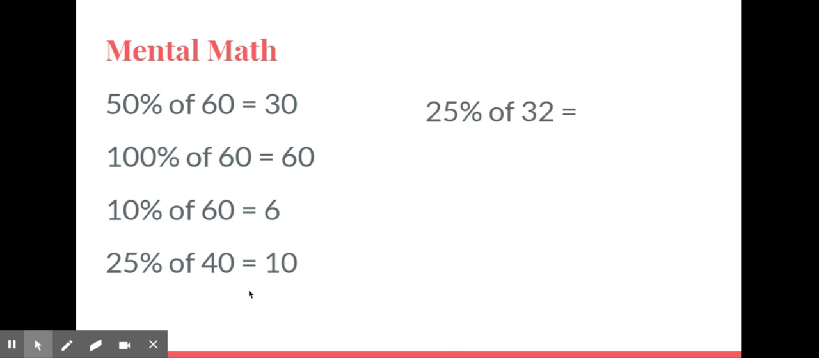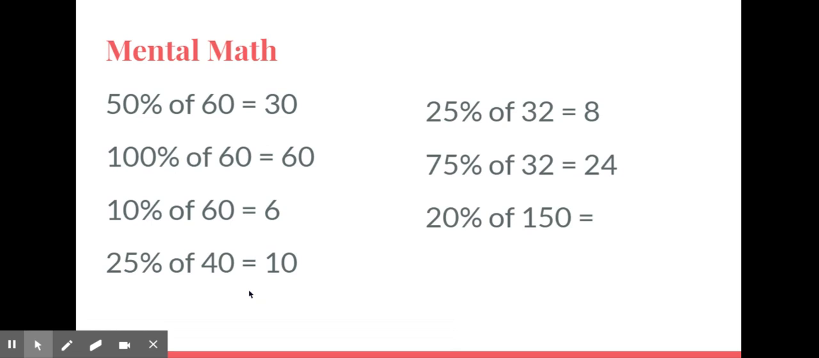Again, 1/4, 25% of 32. Well, 32 divided by 4 is 8. So 25% is 8. So then 75% would be 8 and 8 and 8. So 8 times 3, it would be 24.